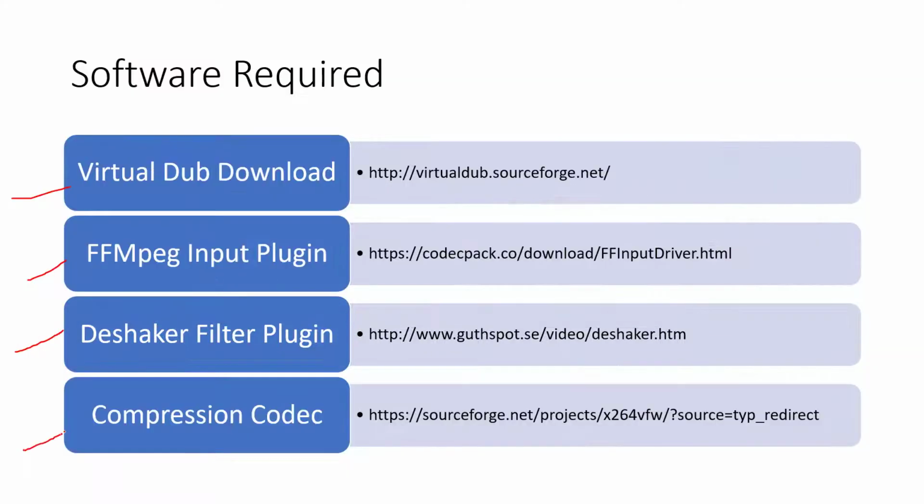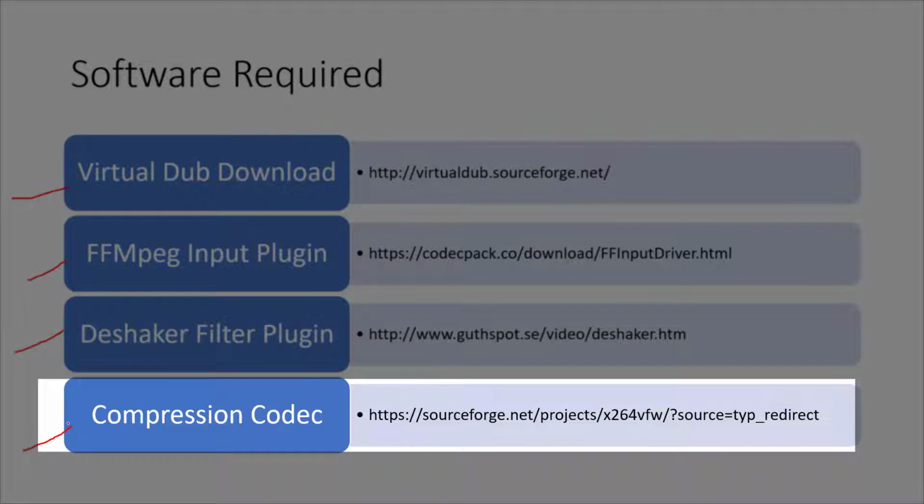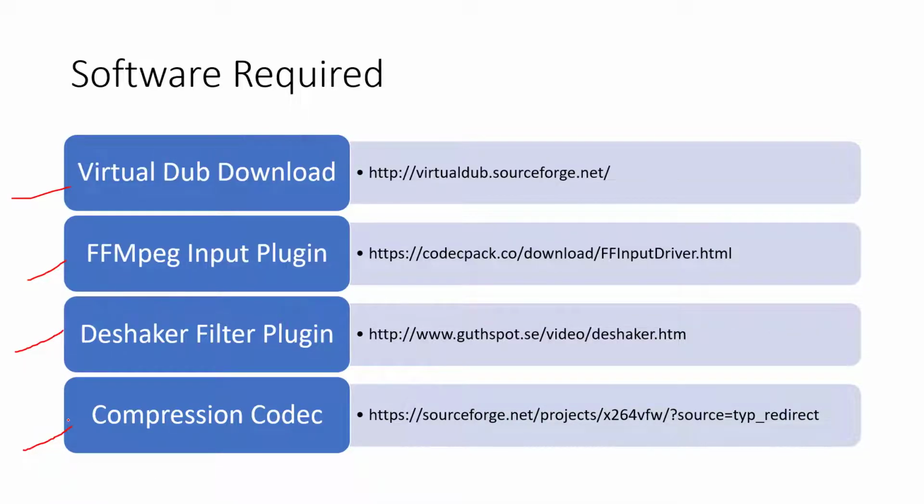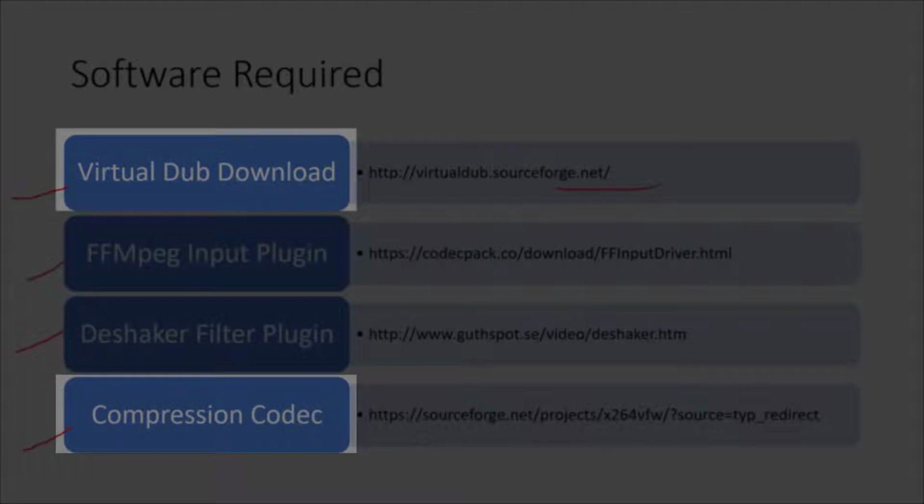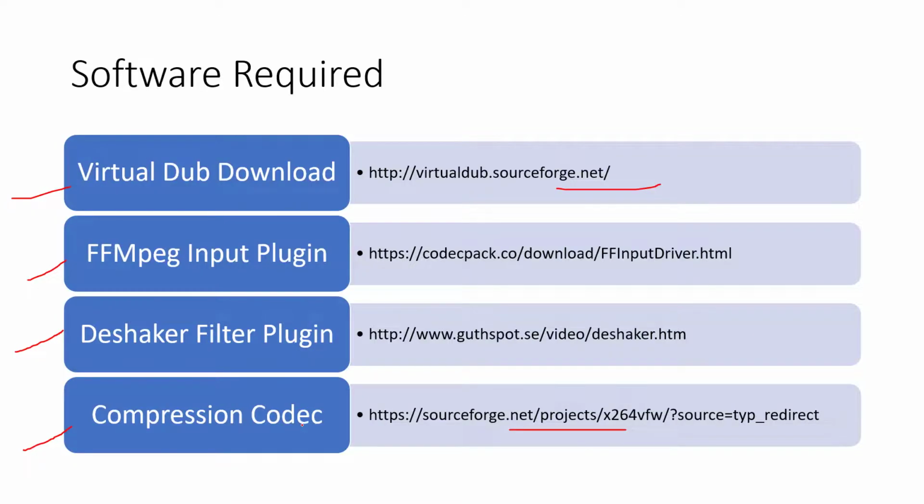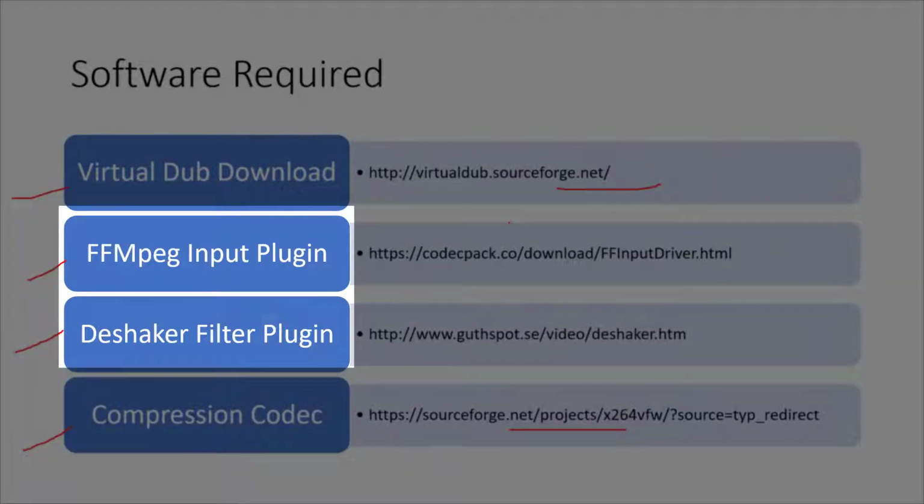The last thing is the compression codec. When we generate the output it should be compressed, so for that we need a compression codec. You will be getting exes for these; for the compression codec, just double click and install the exe. For the others, let's go to VirtualDub now and see how we have to place the plugins and how we have to run the software.